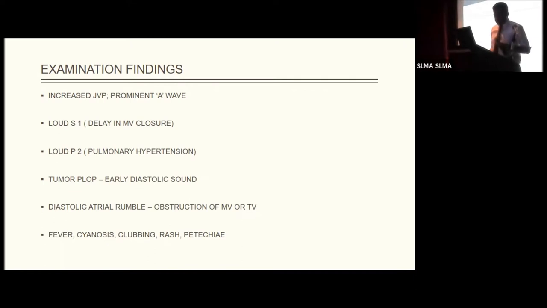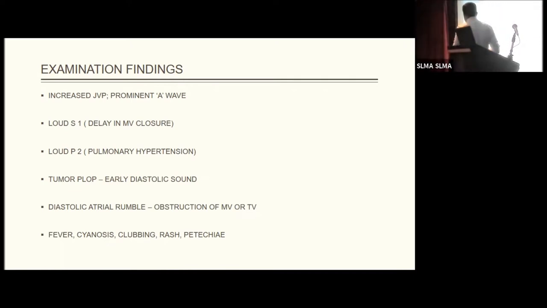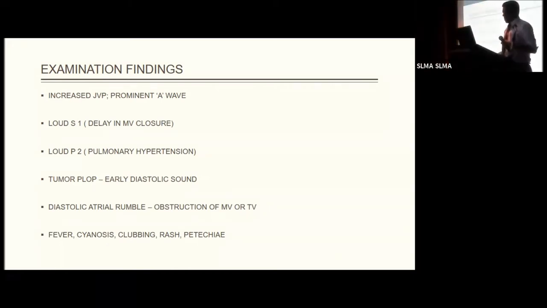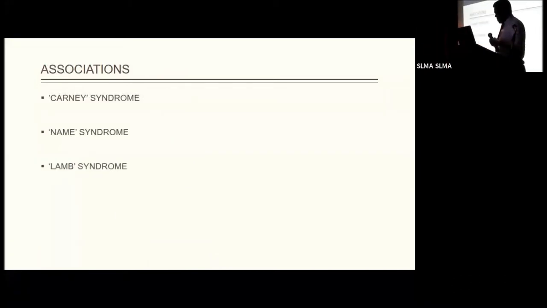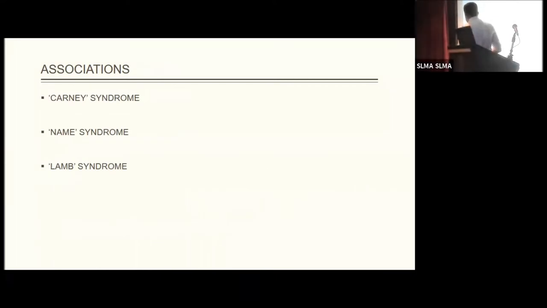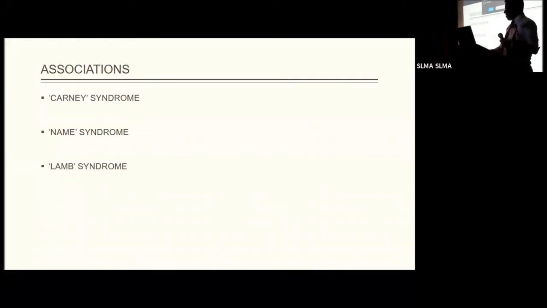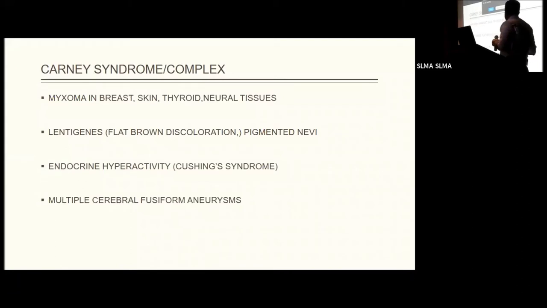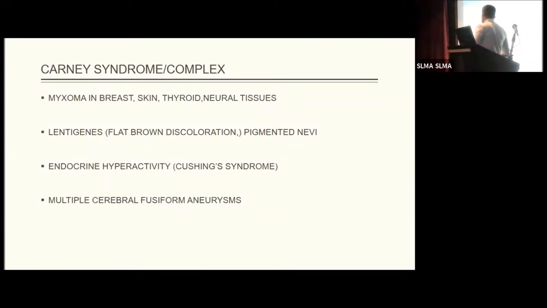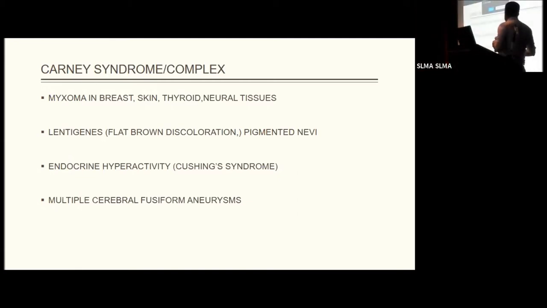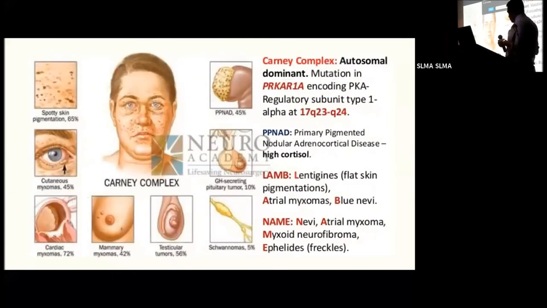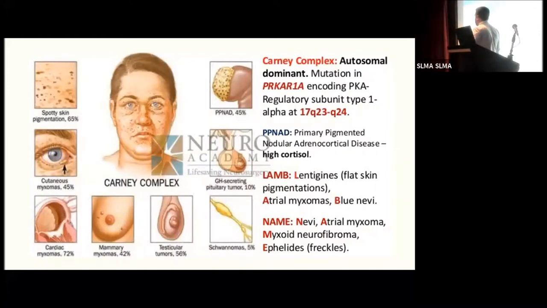So what we are trying to do is be very imaginative, but most of the time it's very difficult to find these things and call it a myxoma without seeing the myxoma on an echo or the imaging modalities. Three basic syndromes have been associated with cardiac tumors, especially myxomas: Carney syndrome, NAME syndrome, and LAMB syndrome. Carney syndrome involves myxomas in the breast, skin, thyroid, and the endocrine glands can also be associated, like the suprarenal glands, lentigines, endocrine hyperactivity, Cushing syndrome, multiple cerebral fusiform aneurysms. So you have to be extra vigilant. If you find that with so many problems, then you screen for this. It's very rare that you find the other things and then screen for a myxoma.